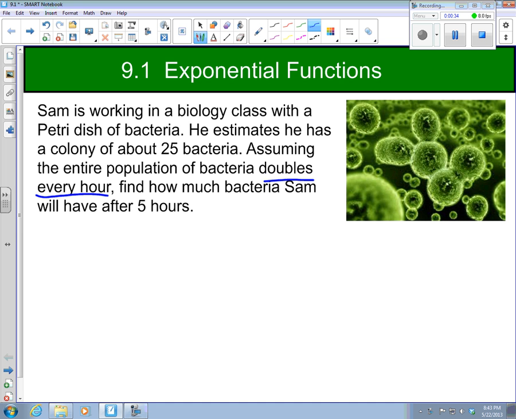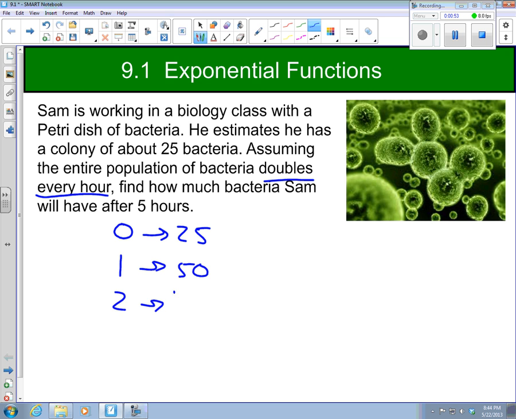Now you can do this in a simple table, but I'm going to show you how to do it with a formula also. First we have the initial value at time 0. At 0 hours we have 25 bacteria. But after 1 hour that's going to double, giving me 50.